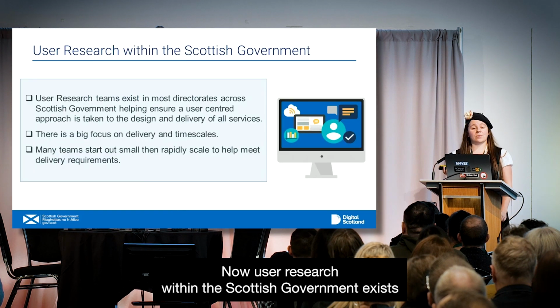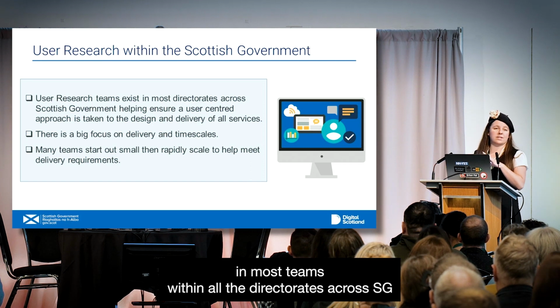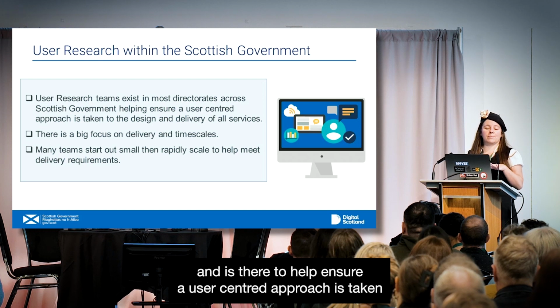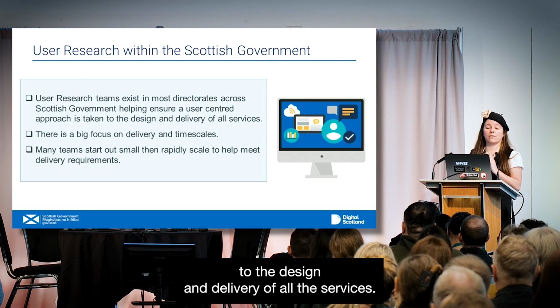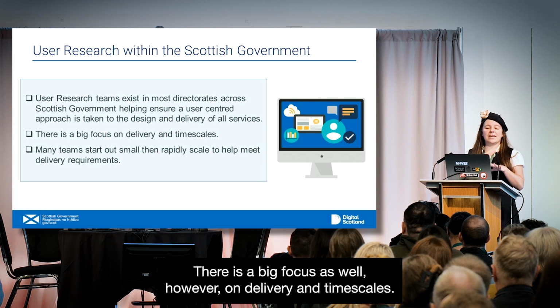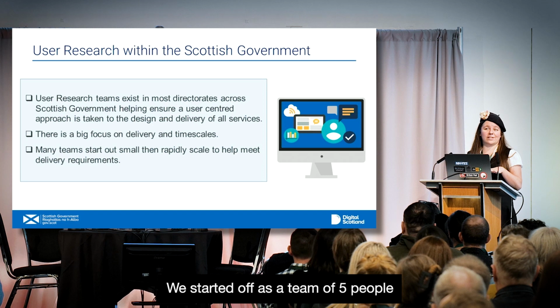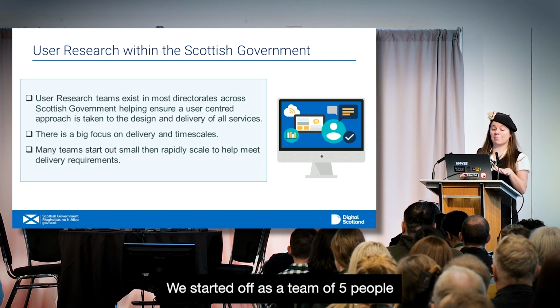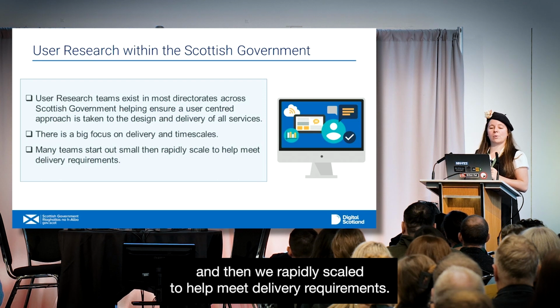Now, user research within the Scottish Government exists in most teams within all the directorates across SG, and it is there to help ensure a user-centred approach is taken to the design and delivery of all the services. There is a big focus as well, however, on delivery and timescales. Many of our teams start out small, including our one in the Social Security Directorate. We started off as a team of 5 people, and then we rapidly scaled to help meet delivery requirements.